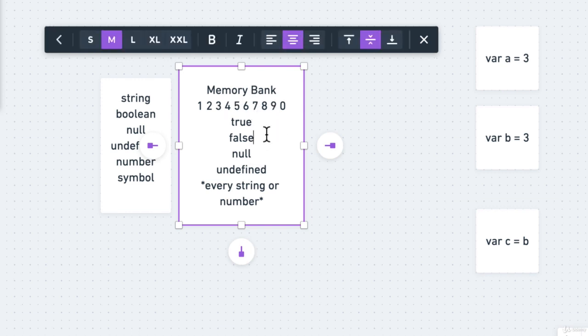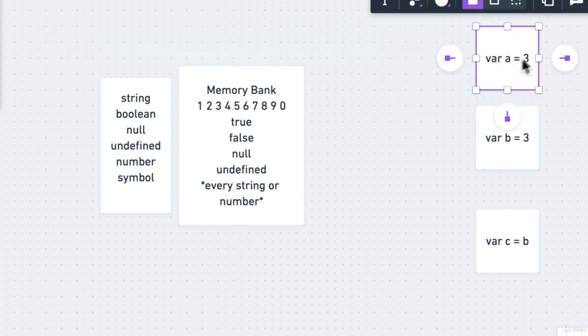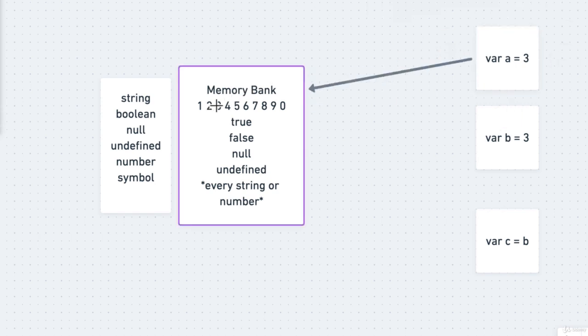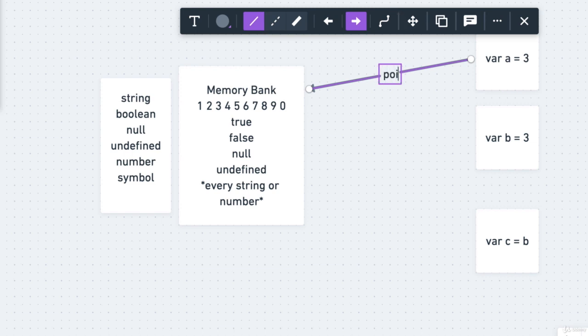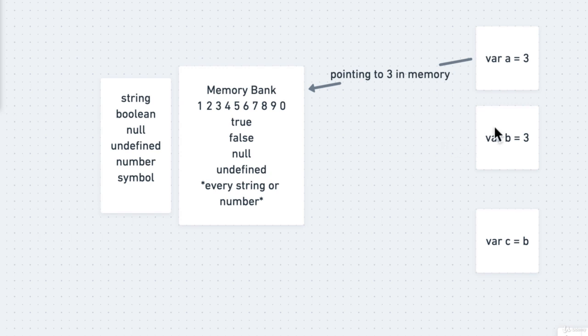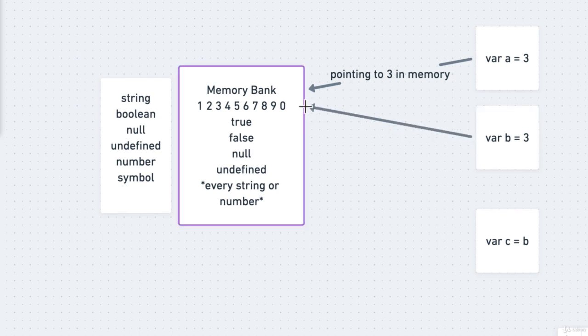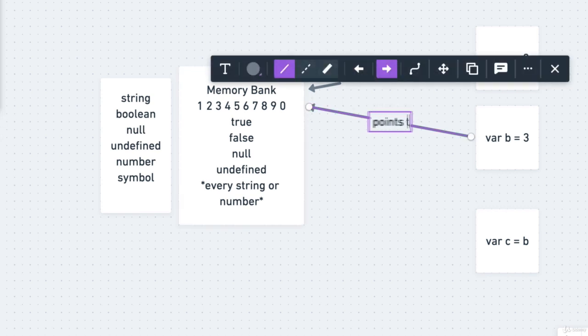Now, when we set a constant or a variable equal to a primitive type, like say the number 3, what JavaScript is doing is it's creating this new variable that we want called a, and it's pointing its value to the number 3 in its memory. So it's actually pointing to 3 in memory. Now, when we set variable b to 3, it does the same thing. It creates this new variable called b, and then it also points to the same 3. Points to 3 in memory.